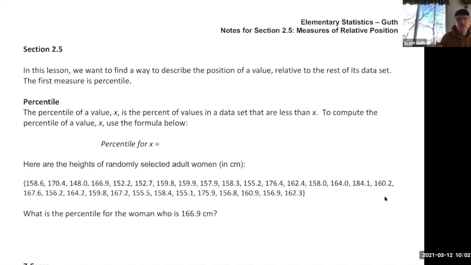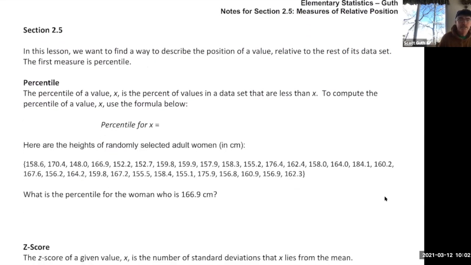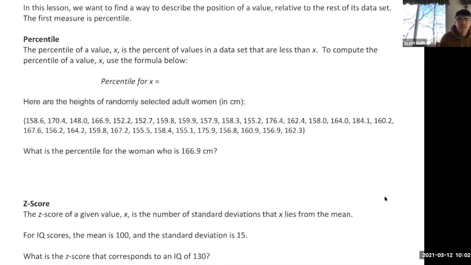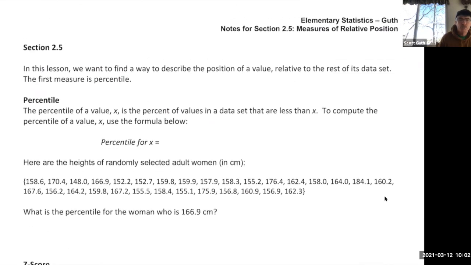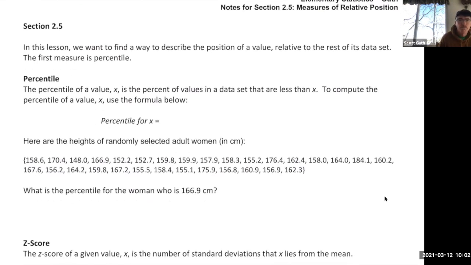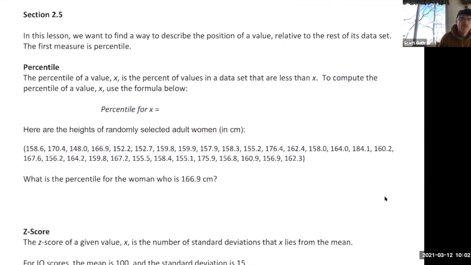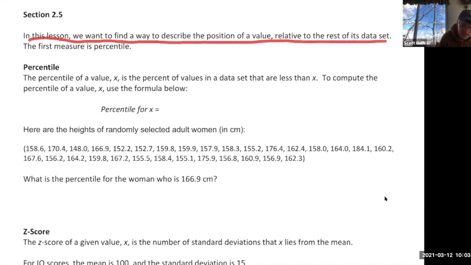Okay, so there are 2 measures. One of them is called the percentile, which I think you guys are pretty familiar with. And then the other one's called the z-score. And the z-score is probably the more scientific one, and it's the one we focus on the most. But it can interact with percentiles as well, as you'll see. So they kind of go together, although it's hard to see why at first. Okay, let's jump right on in here. It says, in this lesson, we want to find a way to describe the position of a value relative to the rest of its data set.